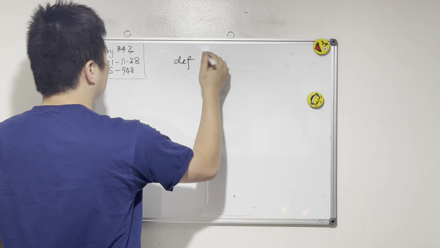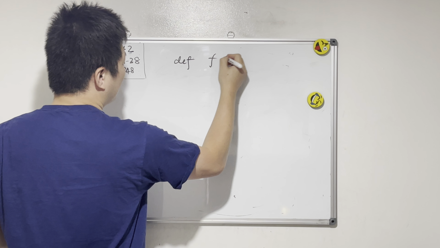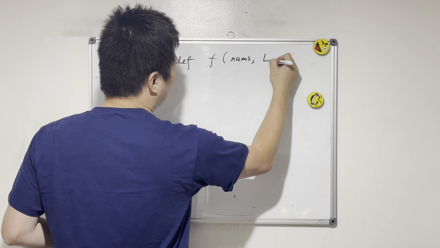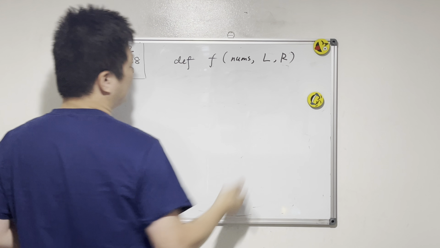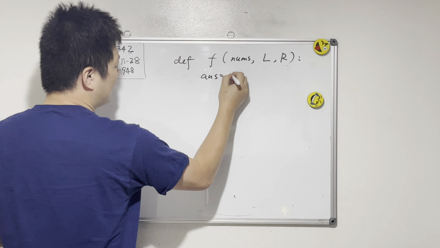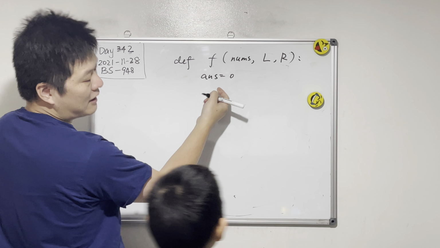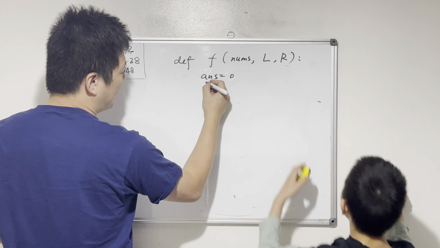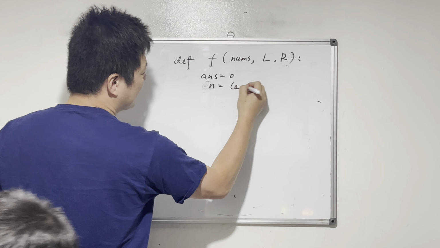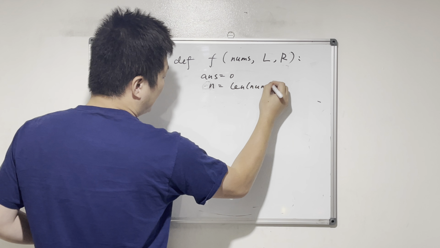Let's say today is day. Let's say def f, with nums, and then lower and upper. Answer equals 0. We want to count and put it in the answer, and the length. Let's say n equals length of nums, right? And then we need to brute force.